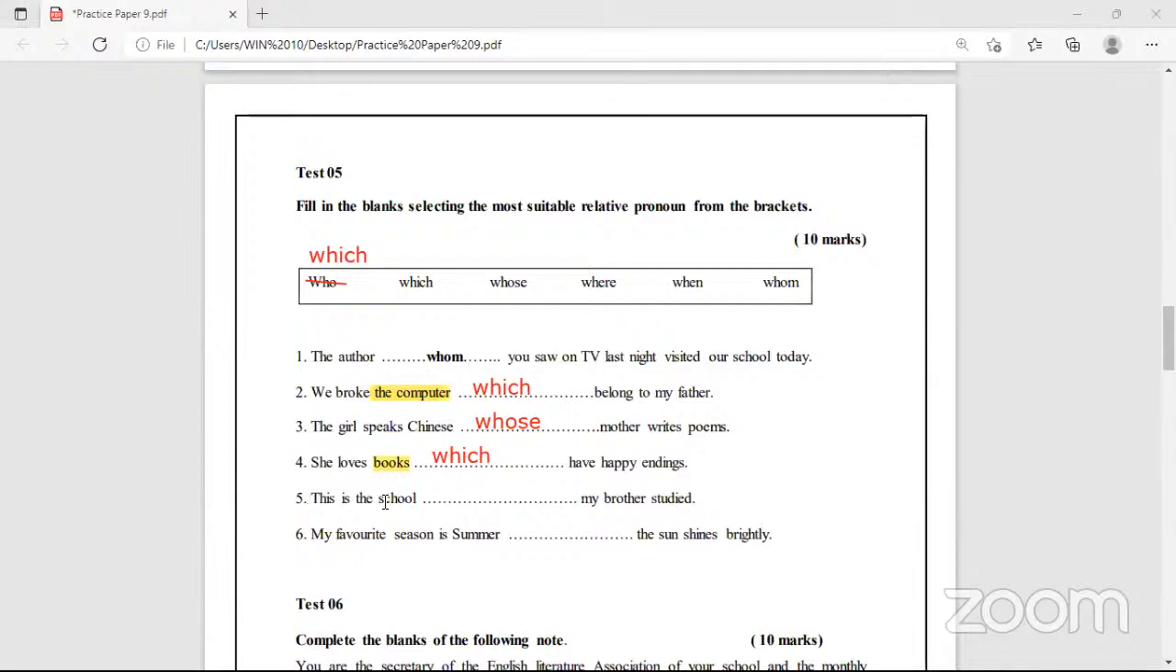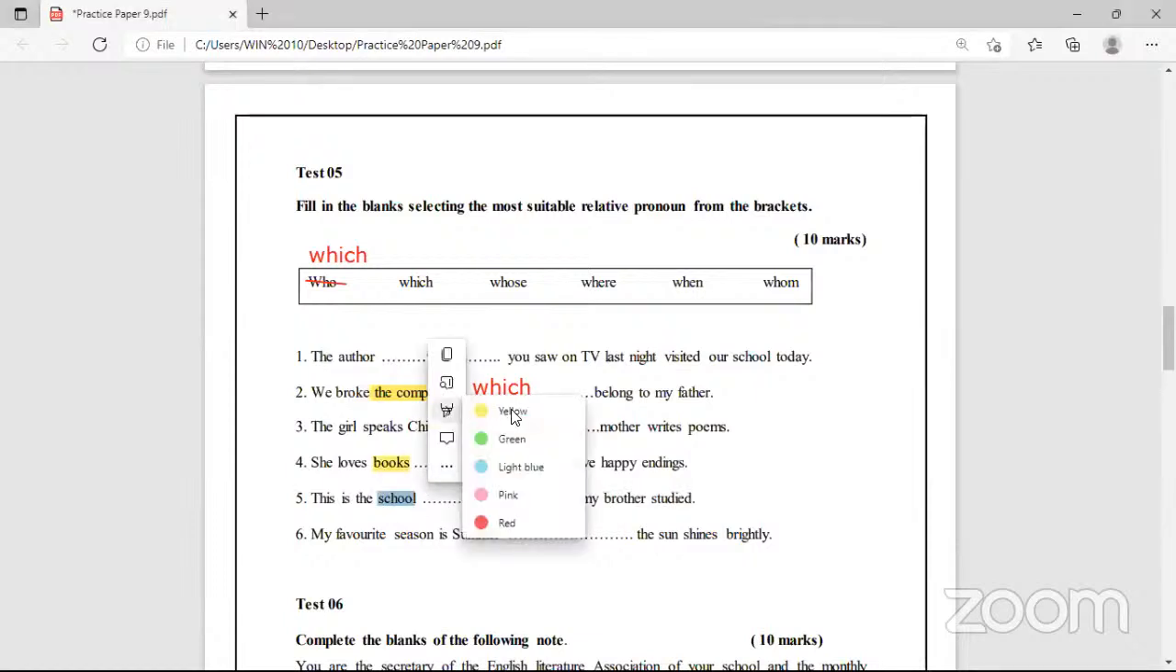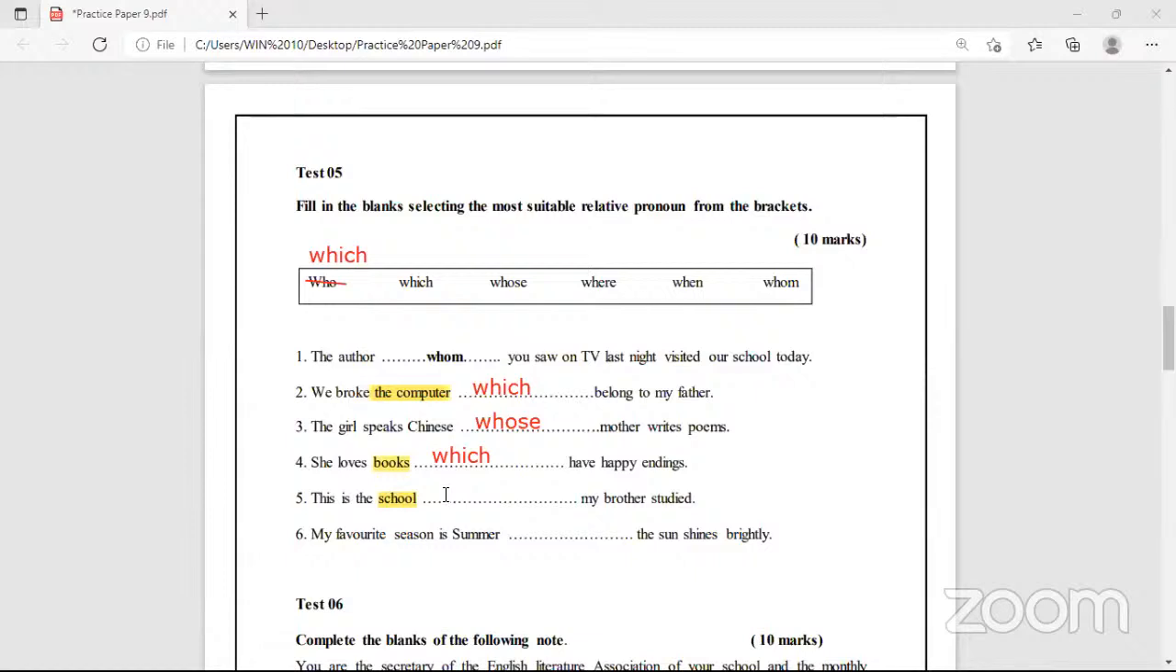Next one, this is the school. The school is a place. So we have to use a relative pronoun that describes a place. So we can use the relative pronoun where. This is the school where my brother studied. Where my brother studied. This is the school where my brother studied.